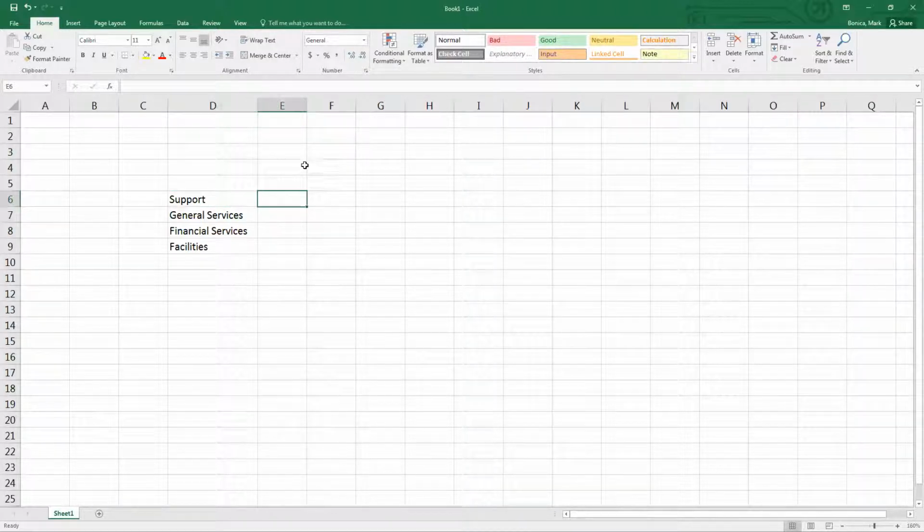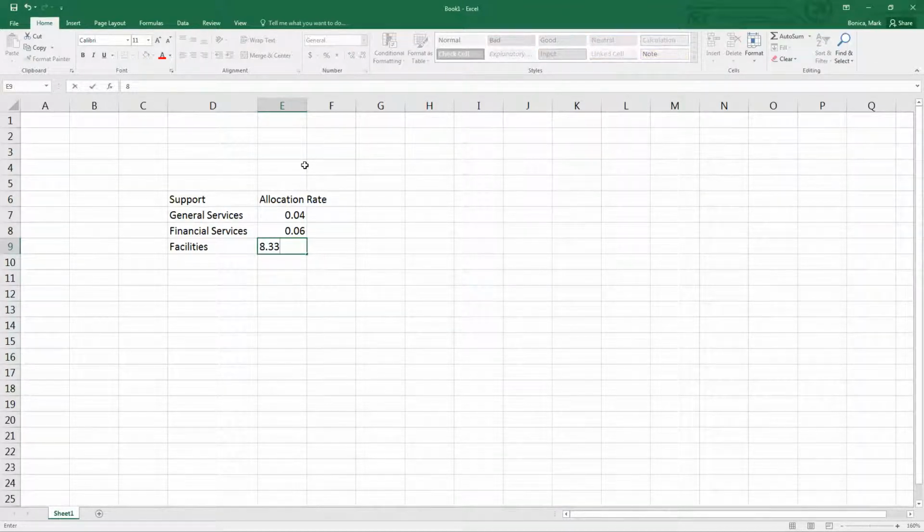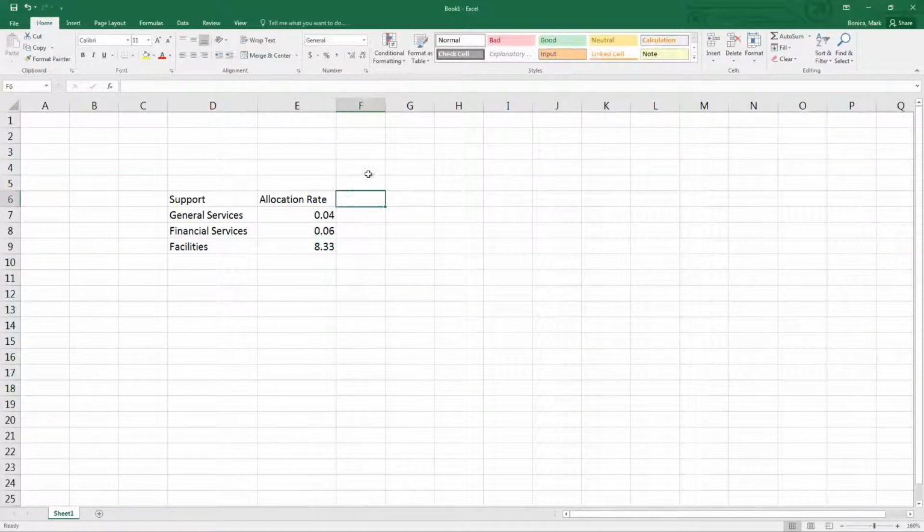And then I'm going to put in the allocation rate for each. So the allocation rate for general services was 0.04. The allocation rate for financial services was 0.06, and the allocation rate for facilities was 8.33. Okay. And now we can start to allocate.